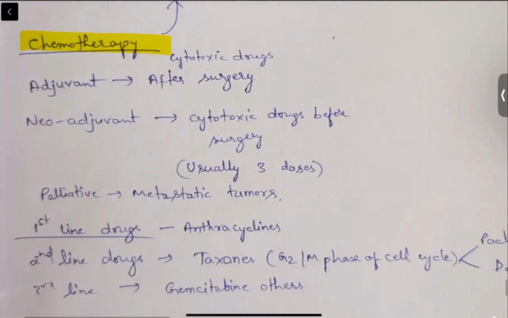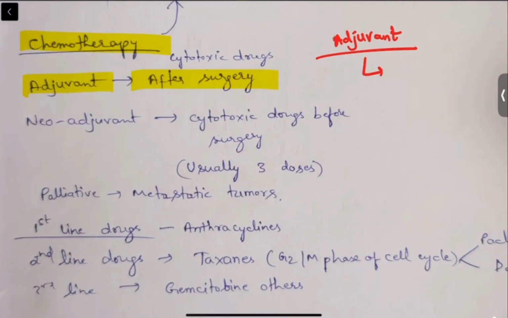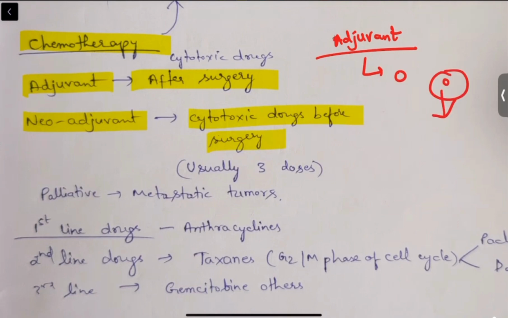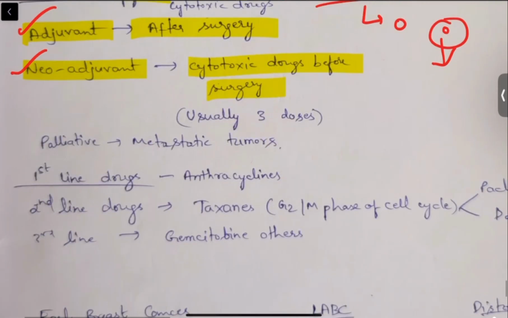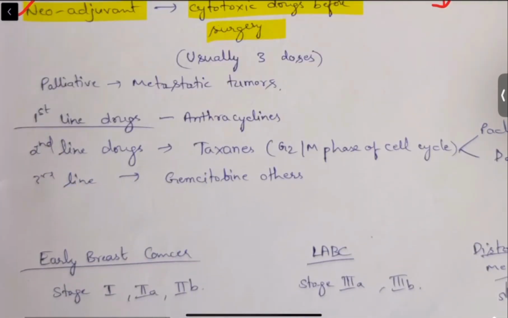That is, adjuvant chemotherapy is a chemotherapy which is given after surgery. Okay, neoadjuvant means before surgery we give this chemotherapy or cytotoxic drugs so that there is regression of the size of the tumor. After that we will do surgical excision of the smaller tumor. So neoadjuvant means before surgery we give the chemotherapy. Adjuvant means after surgery we give this chemotherapy. Okay. Other than that, palliative therapy is given for metastatic tumors.